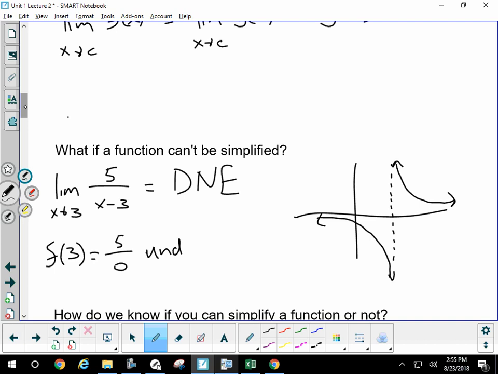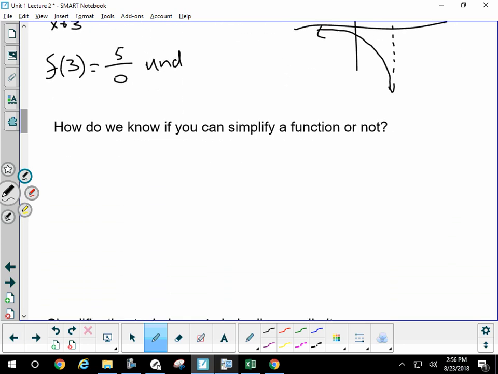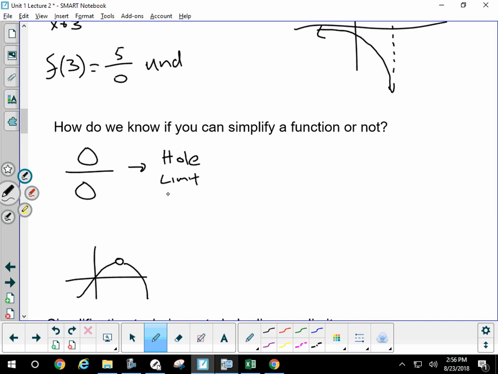But then you're probably saying, well, how am I going to know if I have a limit and I can find it and I can simplify, or I can't? Well, the shortcut, the key trick is if you get 0 over 0 when you try to find the function value, that is your indication that you have a hole. And when we have a hole in our function, it's typically in a situation like this, where we are approaching the location of our hole from both sides, so the limit exists. So when we see 0 over 0, assume the limit exists. And you need to simplify your function to find that limit.